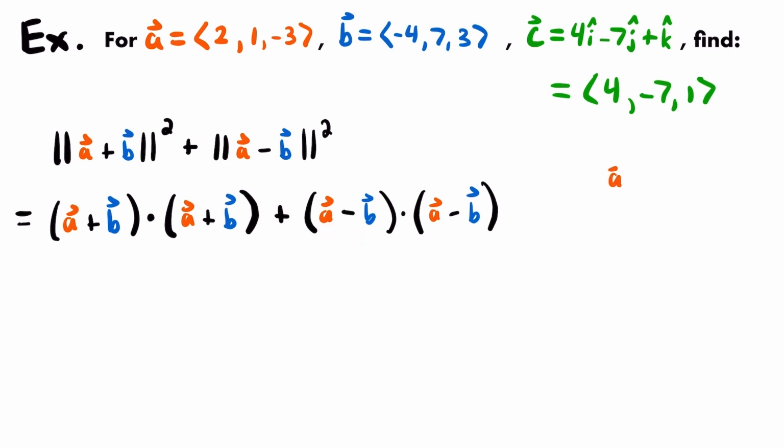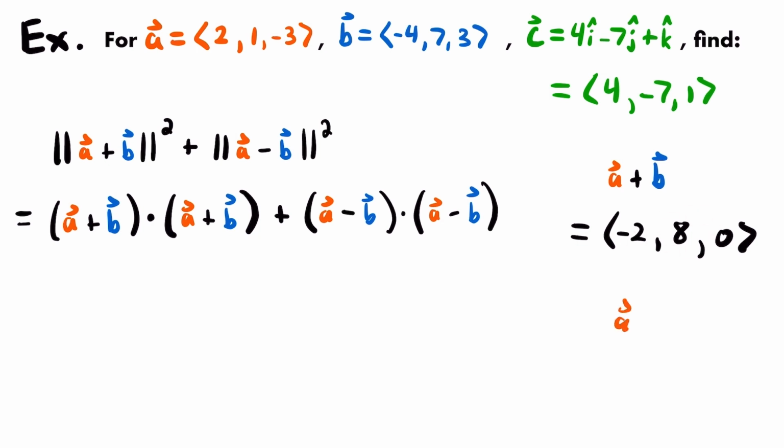All right, so vector A plus vector B, let's do this on the side here. That's going to be equal to the sum of the corresponding components. So we'll have 2 plus negative 4, that's going to be negative 2. So we'll have negative 2 comma the addition of the y components. So we'll have 1 plus 7, which is 8. And then we'll have the addition of the z components, which are negative 3 and 3, which becomes 0. All right, so that's vector A plus vector B.